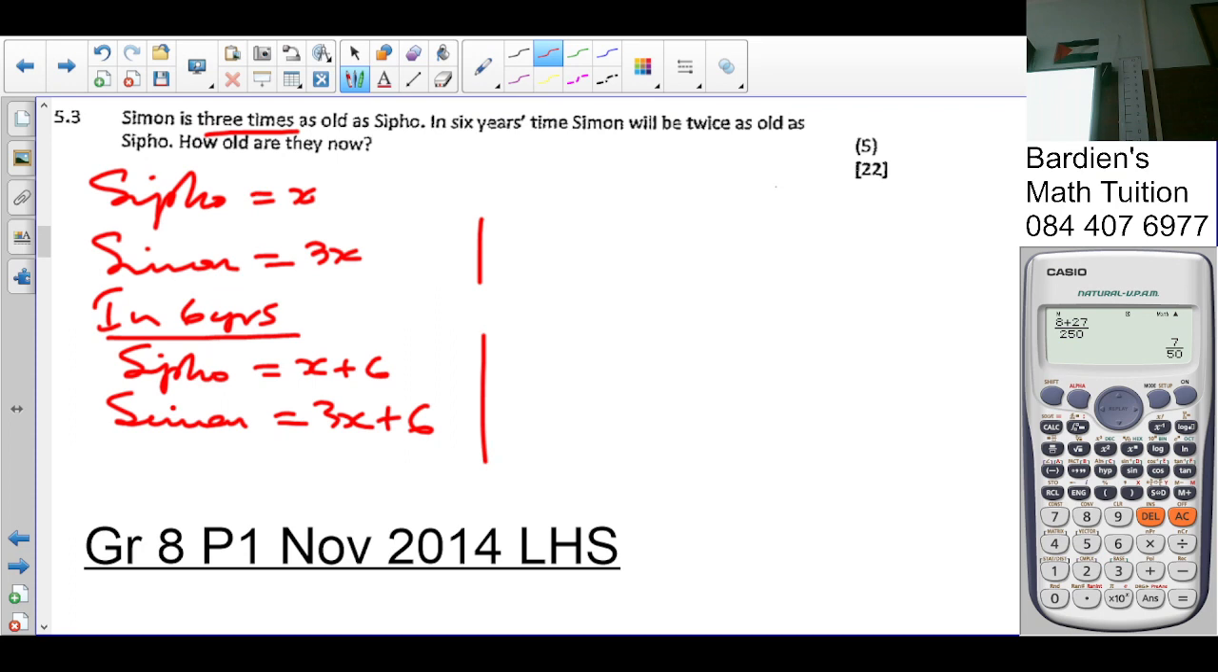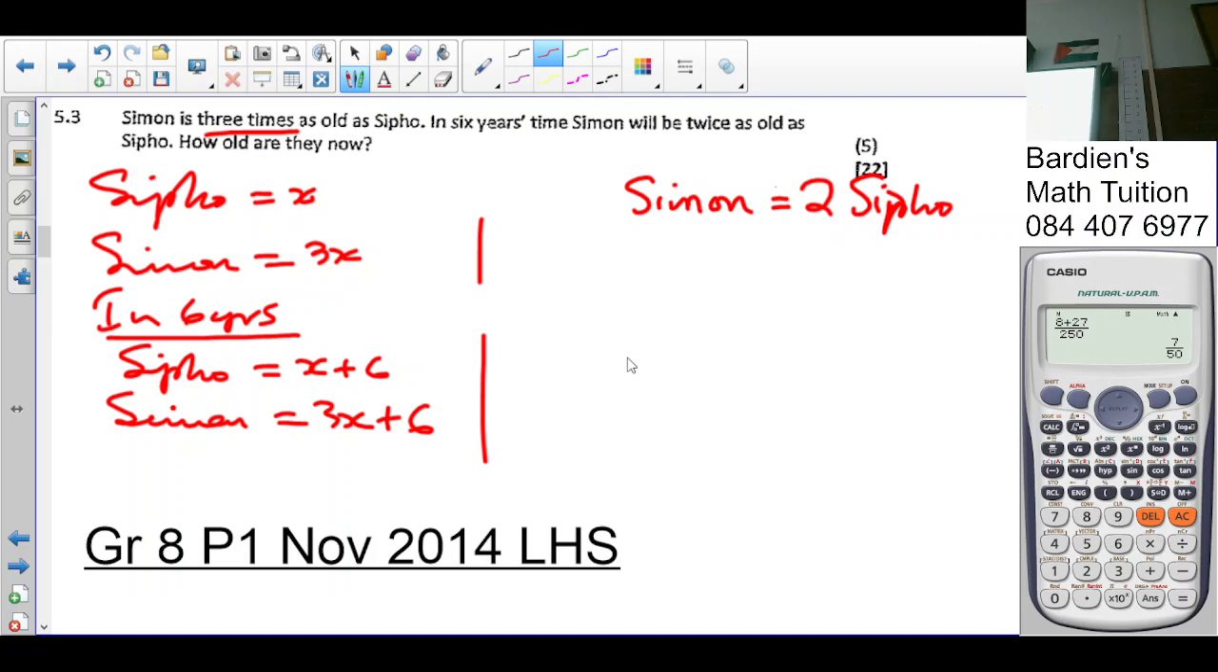In 6 years' time, Simone will be twice as old as Sipo. So whatever Sipo's age is in 6 years' time, you double it to get Simone's age. You guys understand? How old are they now?